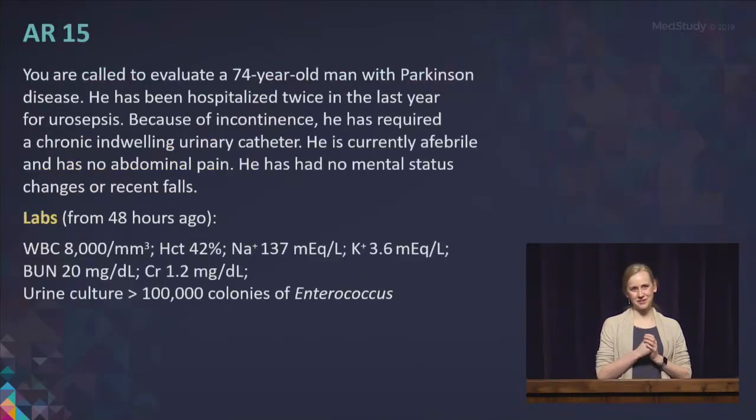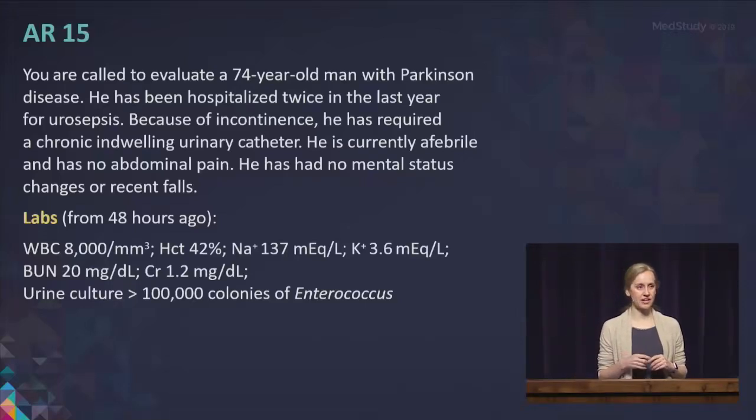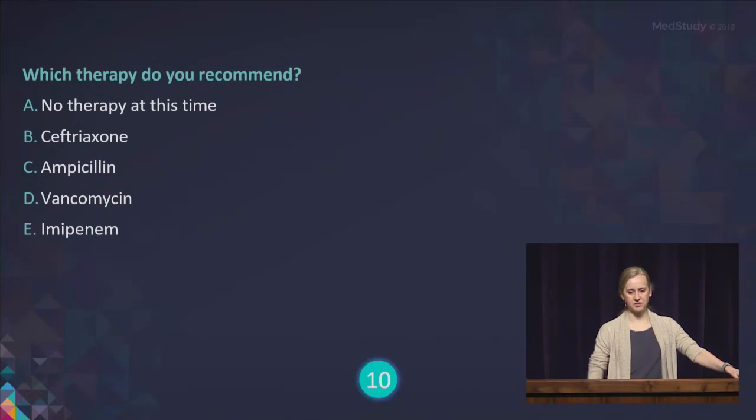You're called to evaluate a 74-year-old man with Parkinson's disease. He's been hospitalized twice in the last year for urosepsis. Because of incontinence, he's required a chronic indwelling urinary catheter. He's currently afebrile and has no abdominal pain. He has had no mental status changes or recent falls. His labs 48 hours ago include a white count of 8,000, a hematocrit of 42%, sodium 137, potassium 3.6, BUN 20, creatinine 1.2, and a urine culture showing more than 100,000 colonies of Enterococcus. What therapy do you recommend?